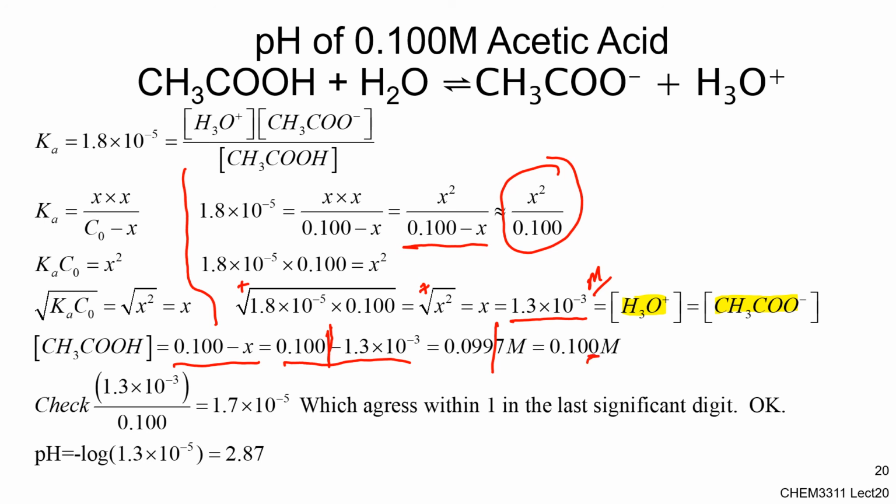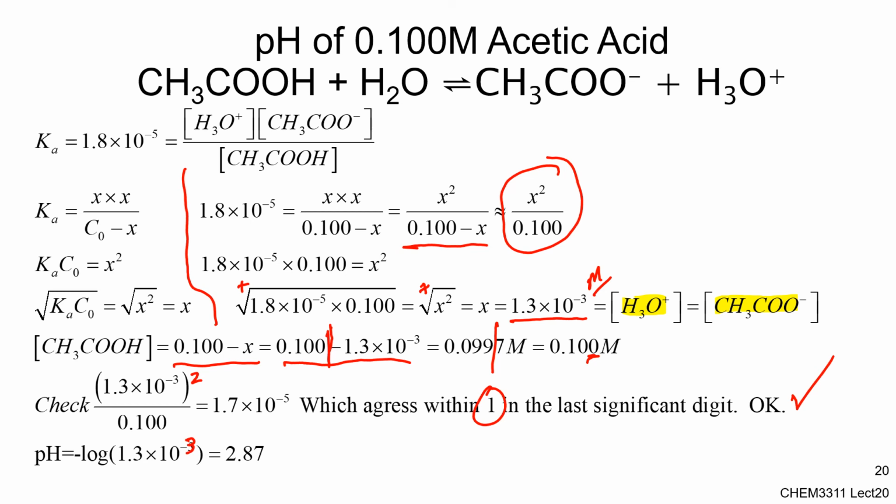Double check. We plug it into the Ka expression, right? So we get 1.3 times 10 to the minus 3, squared, over 0.1. And that gives me 1.7 times 10 to the minus 5. I differ by 1 in the last significant digit of Ka. That's good enough for government work. That's a check. So now we take our negative log of 1.3 times 10 to the minus 3. There were two typos in the same slide.